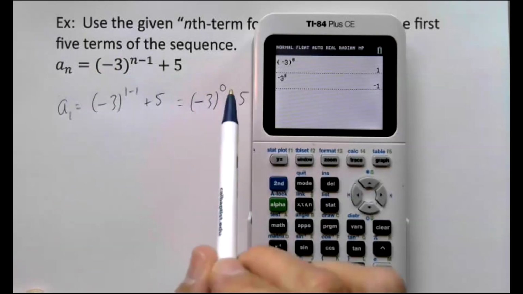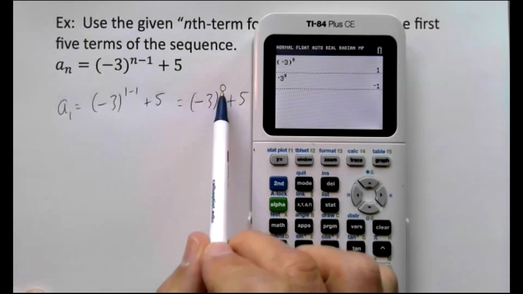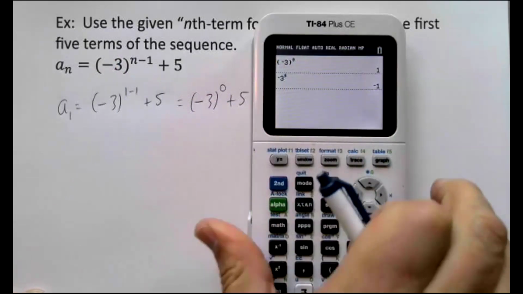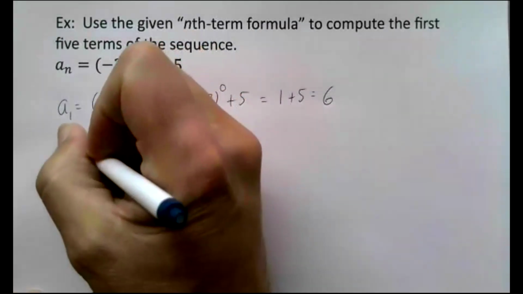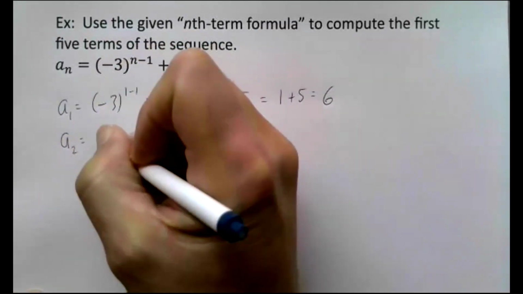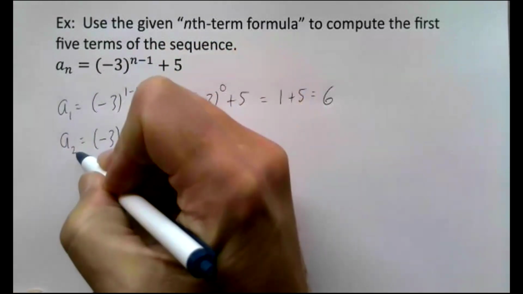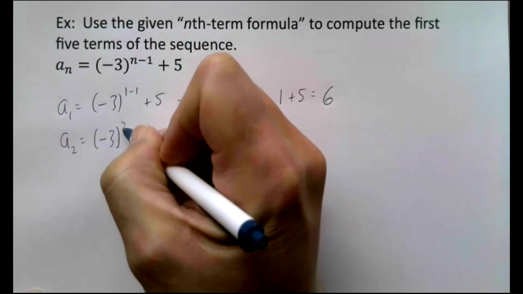That's what these parentheses do. So we actually want to take negative 3 to the power of 0. You need to put it in with the parentheses. That's what I'm saying, and that's going to be true for the rest of this problem too. So I'm going to find the second term of the sequence by putting a 2 right there.